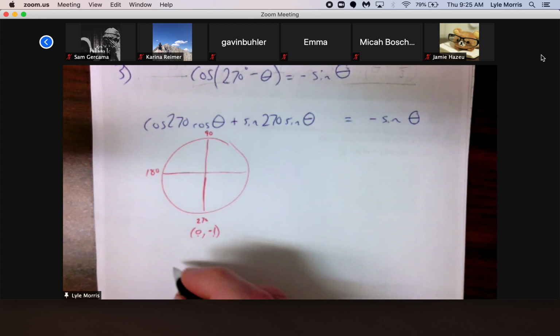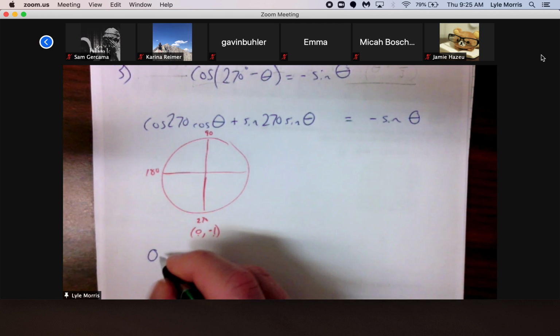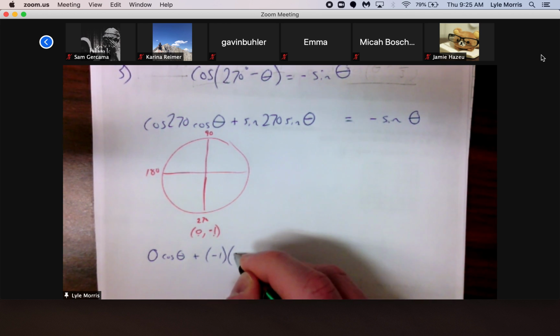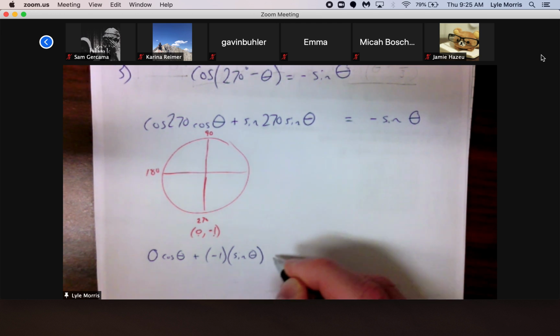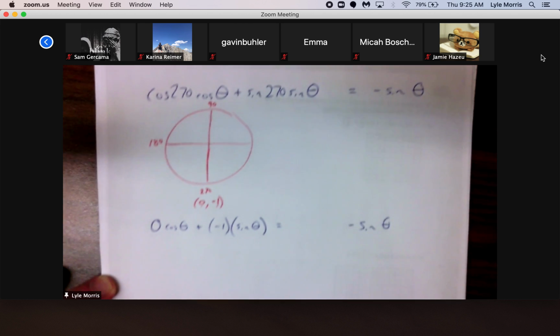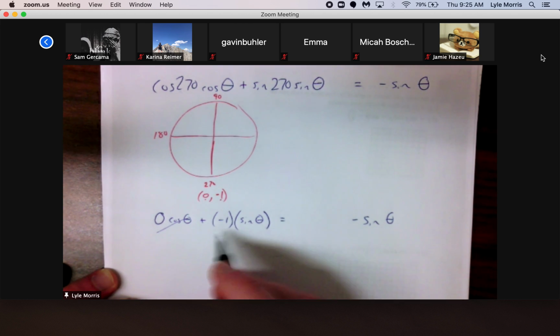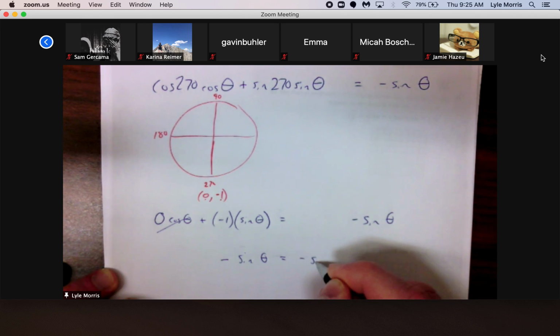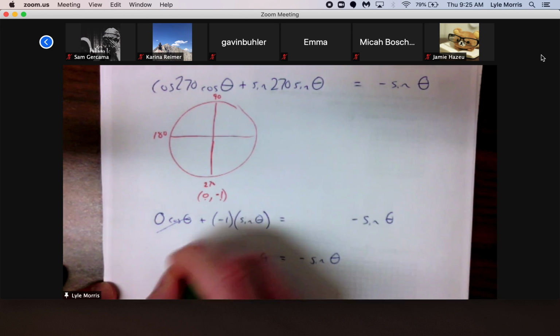So cos of 270 is 0, so that's just going to crush also the cos theta. So I'll just write it out though. 0 times cos of theta plus sine of 270, negative 1, times sine of theta, equals, and on our right side we have negative sine of theta. Well, there it is. It's done. 0 times that crushes it, negative 1, so that's negative sine of theta equals negative sine of theta.